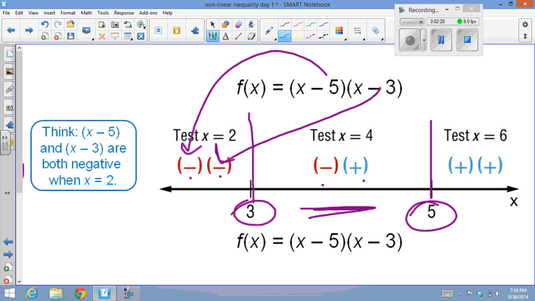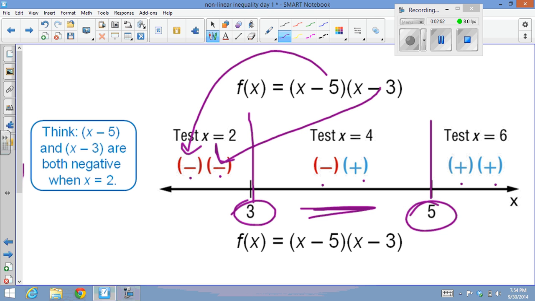And then, of course, I'm going to pick a number that's bigger than 5. A number bigger than 5 could be 6. It could be 10. It could be 100 for all it matters. You're just going to pick a number and stick it in. If I say 6, 6 minus 5 is a positive number, so that goes there. And then 6 minus 3 is also a positive number, so that goes there. So there's my sign chart.